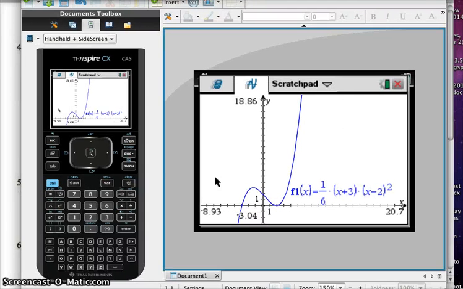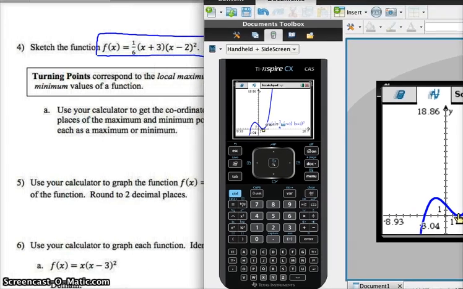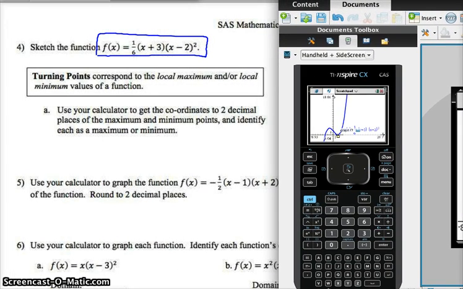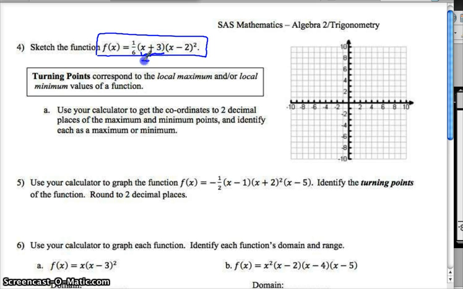Okay, so this is what it should look like on your calculator, right? We have a 0 here at -3 and a 0 here at 2. And how do I know it's a 0 at -3 and 2? Well, that's easy because I look at this, right? This means one of my zeros must be -3 and one of my zeros must be 2.